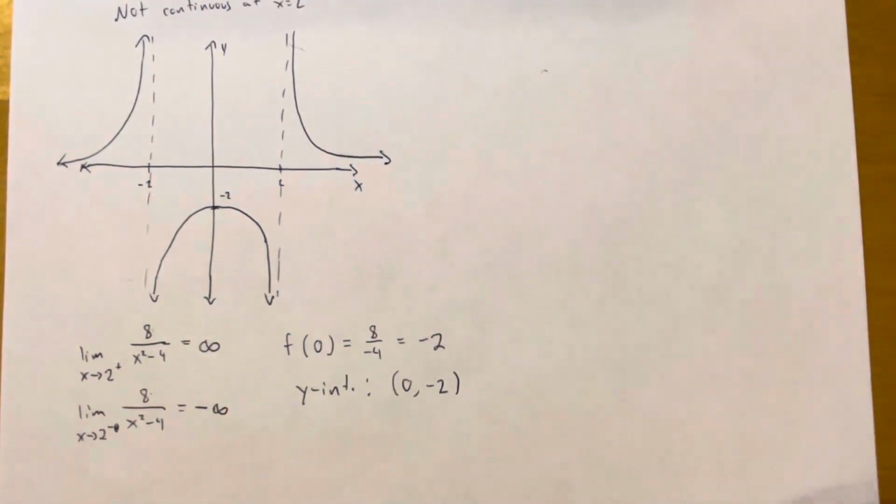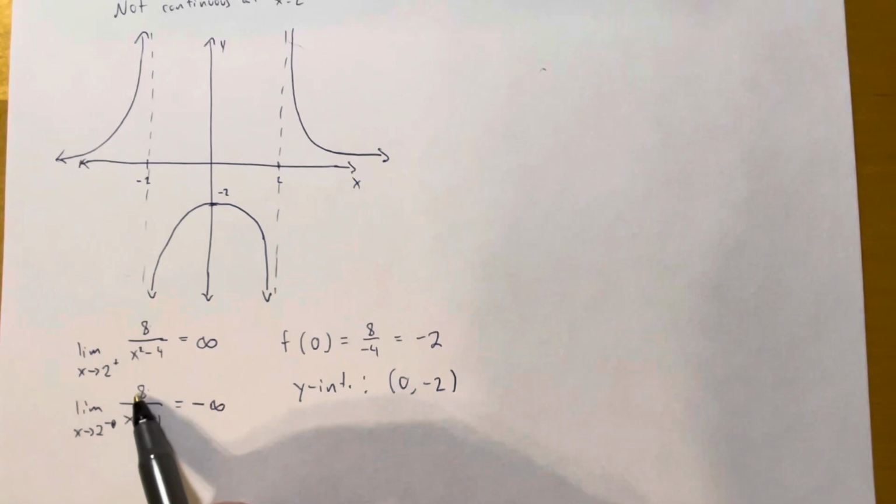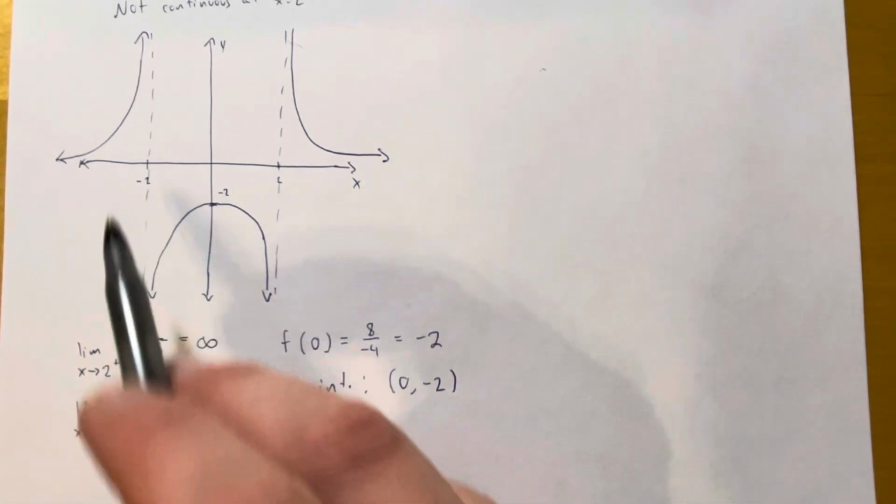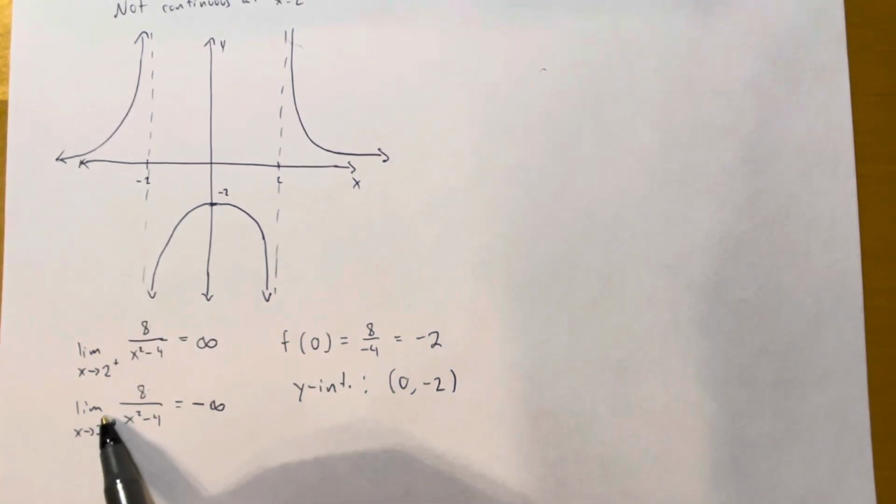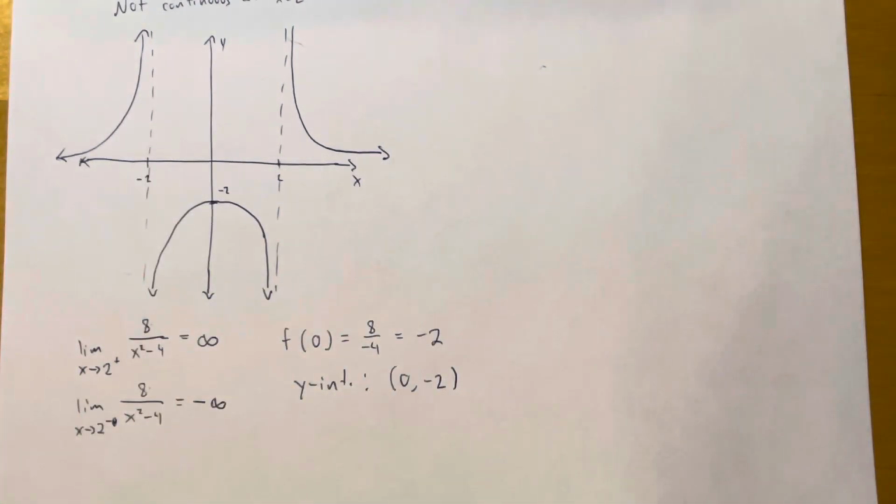Now, if you don't know about even and odd symmetry, that's okay. You could do the same kind of analysis that we did here, but with this -2. You know, let x approach -2 from the right and from the left, but you'll get stuff that's going to point you towards this graph right here.